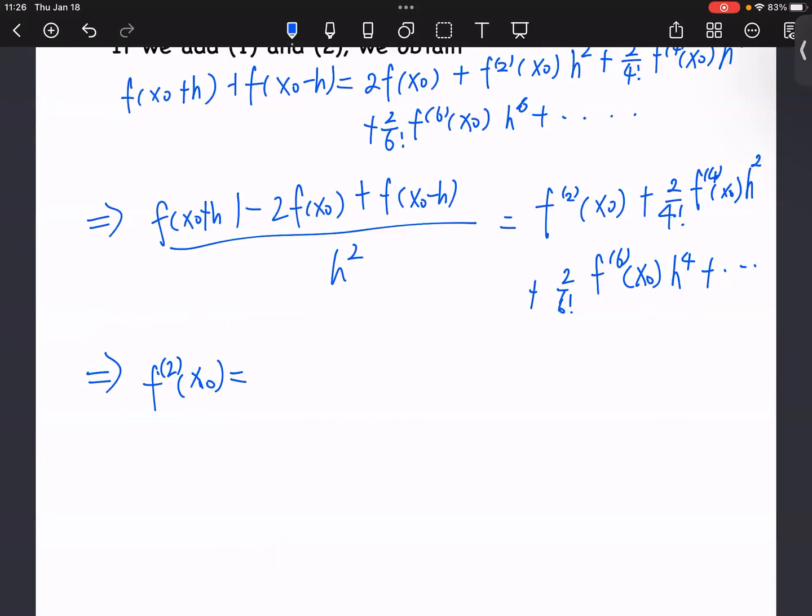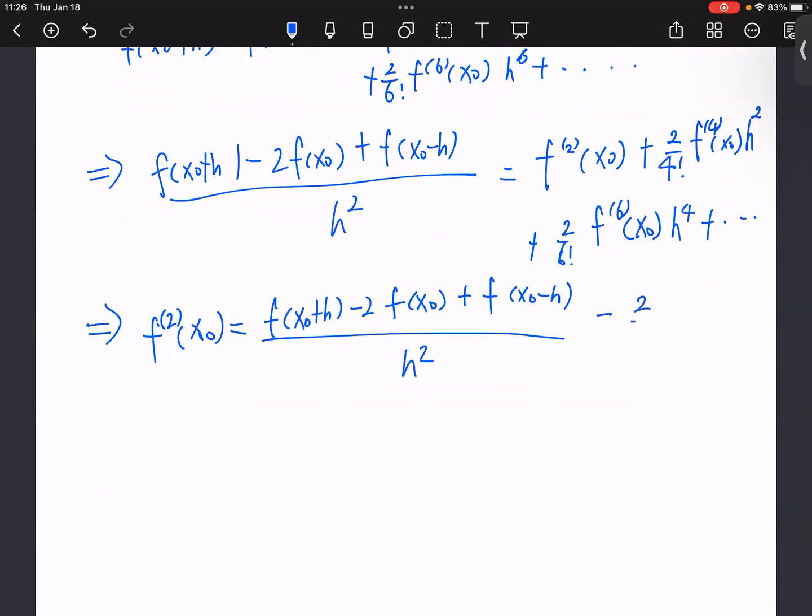which means that we can approximate the second derivative with such a formula, but with the error here, minus 2/6 factorial f6(x0) h4. So this means that we can use this formula to approximate the second derivative, but these are the error terms for this formula if we use it to approximate the second derivative.